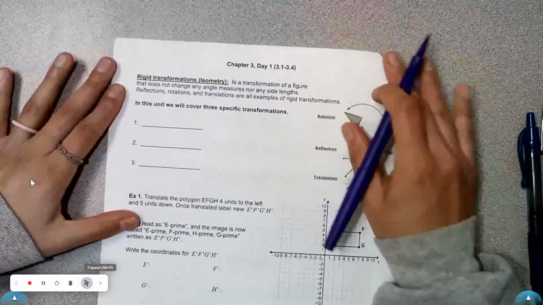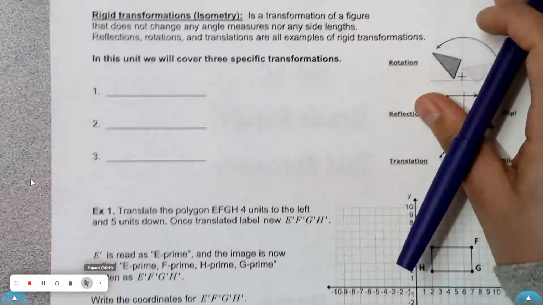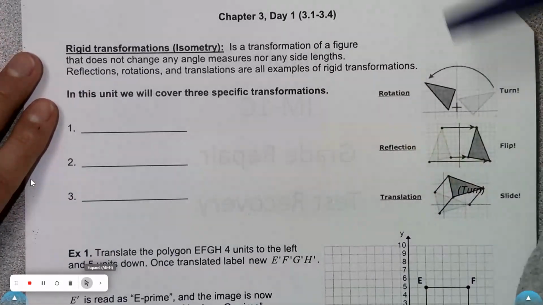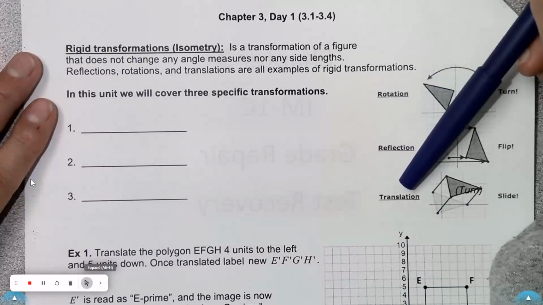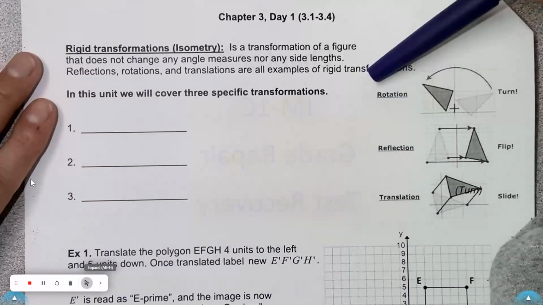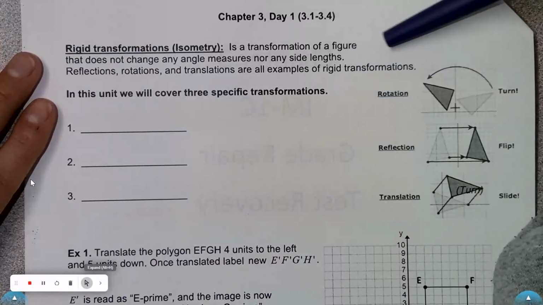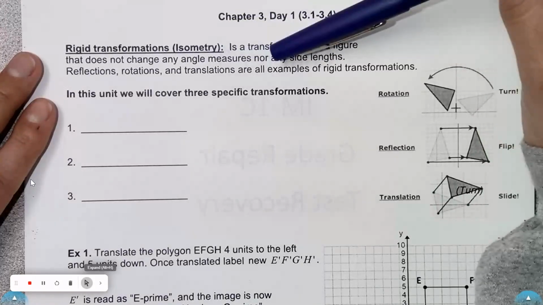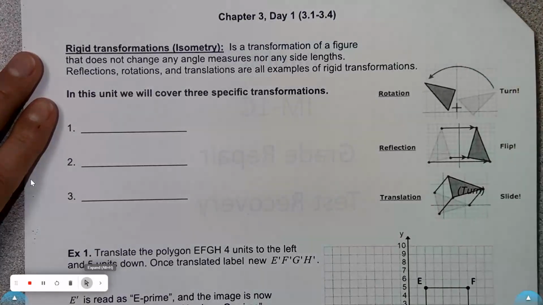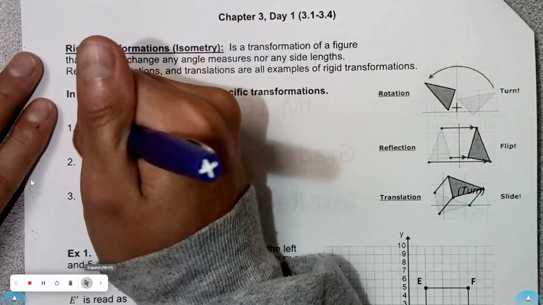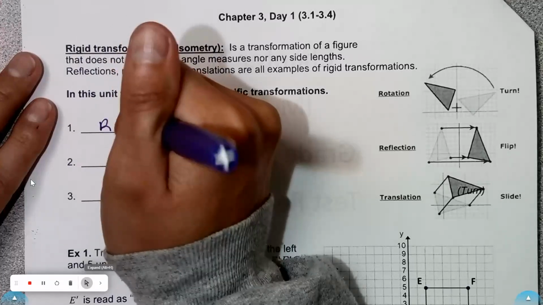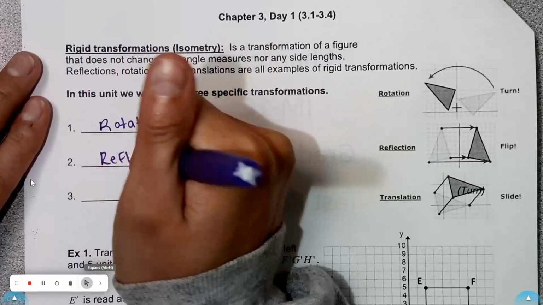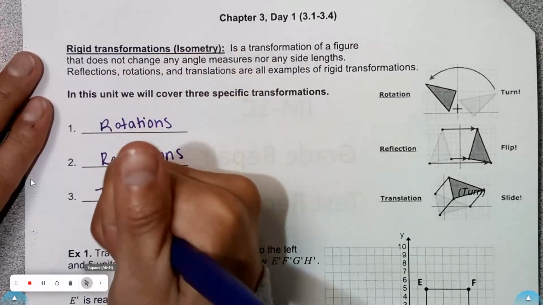So there are three different types of rigid transformations. When you perform a transformation, whether that's a rotation, reflection, or a translation, the size of the shape does not change. So it'll stay the same shape. The angle measures are the same and the side lengths are the same. So we are going to cover rotations, reflections, and translations.